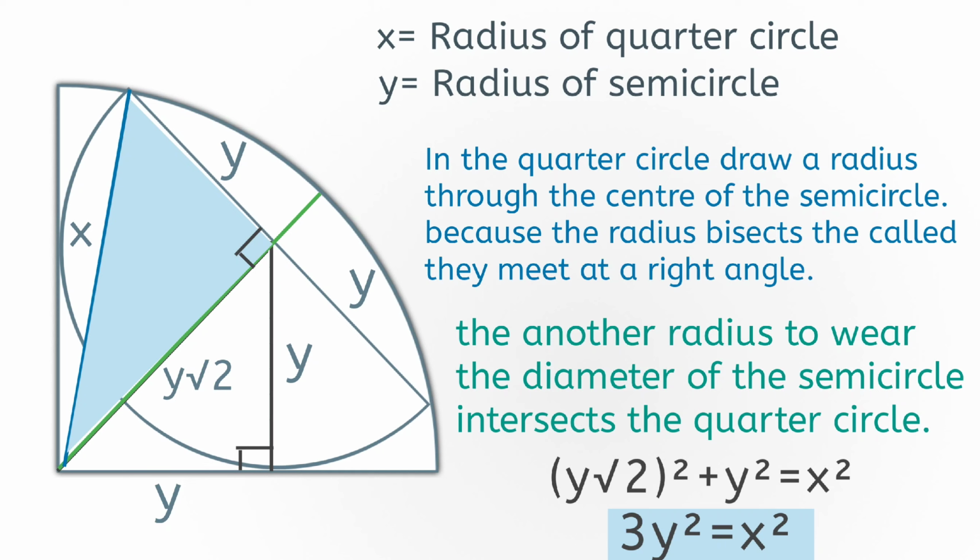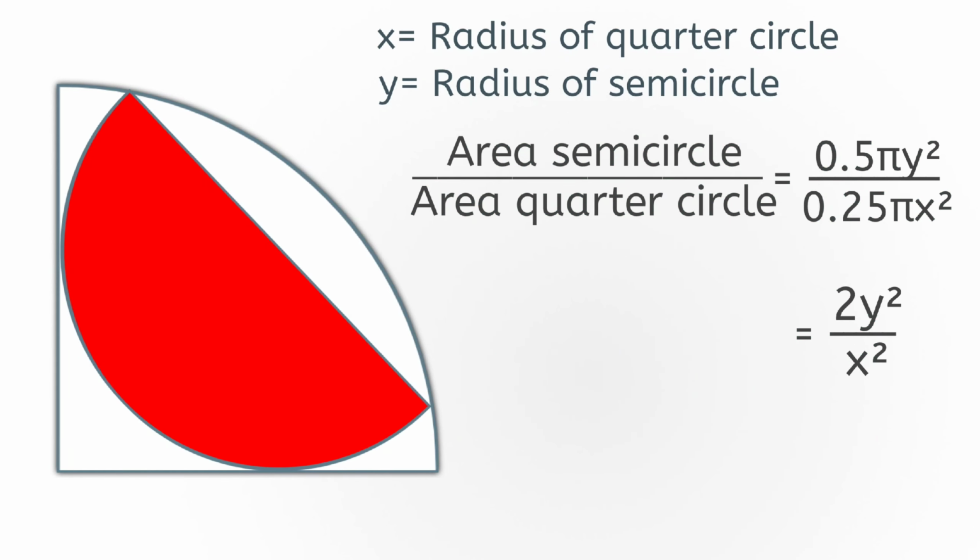Substituting the value of x squared into our original expression, we get the value of the required fractional area, which equals 2 times y squared over 3 times y squared, which is equal to 2/3. And that's our final answer. And there you have it.